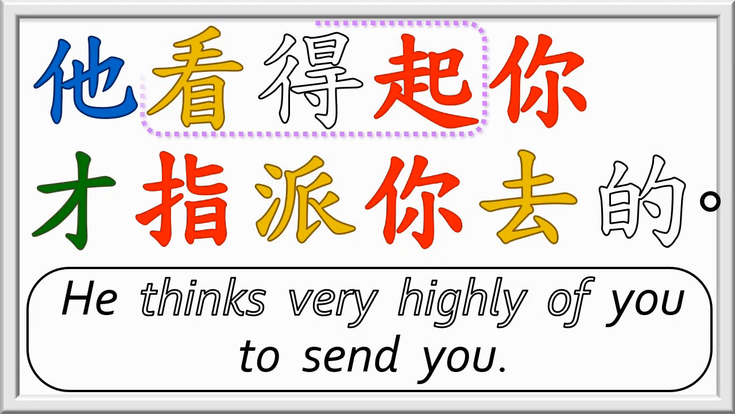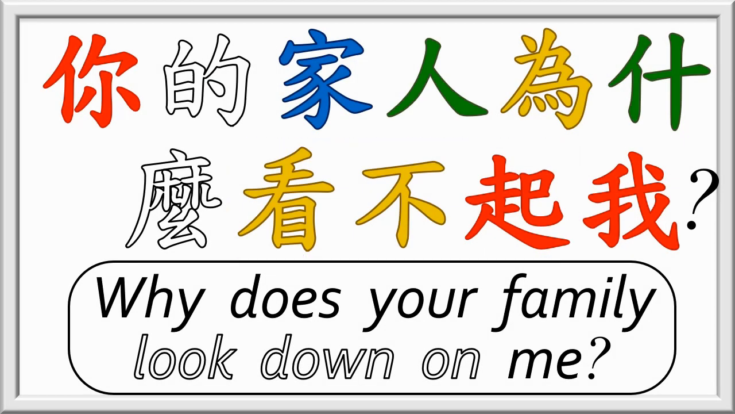notice of something. The following sentence illustrates 看得起, which is to think highly of someone, have a good opinion of them, while 看不起 is to scorn or look down one's nose at them. These phrases are similar to English. Look up to a person in admiration, and its polar opposite to look down on them with scorn. Note that these sentences never add 来。 他看得起你才指派你去的。 He thinks very highly of you to send you. 你的家人为什么看不起我? Why does your family look down on me?